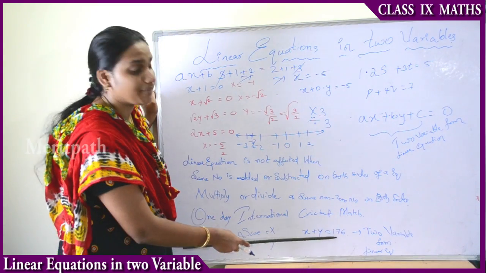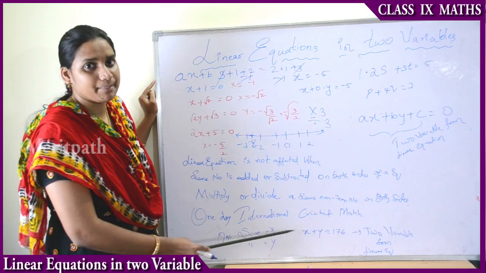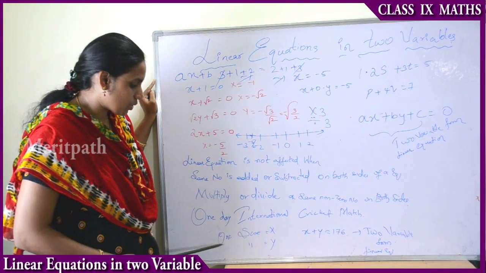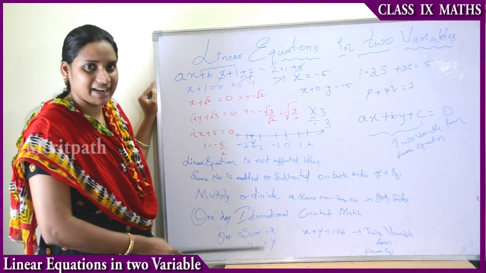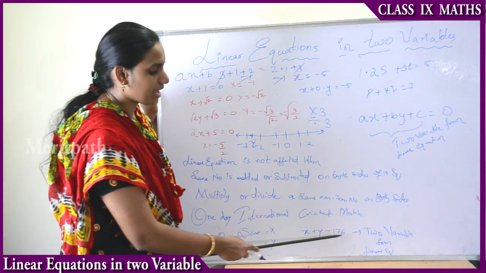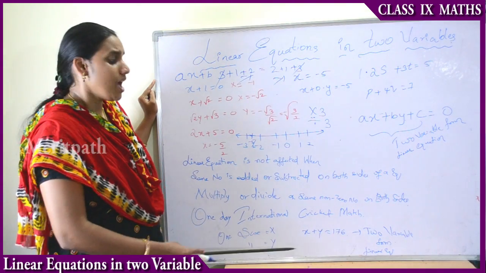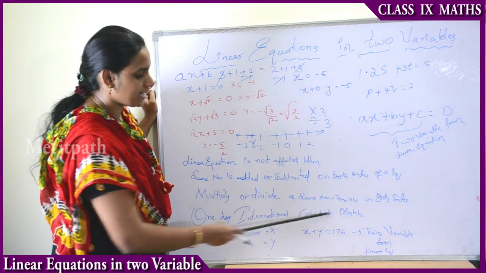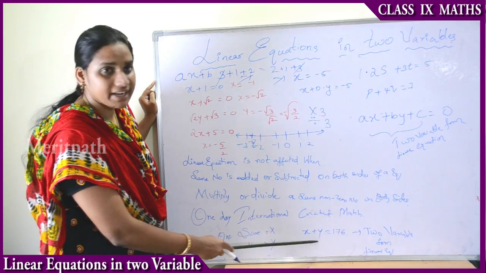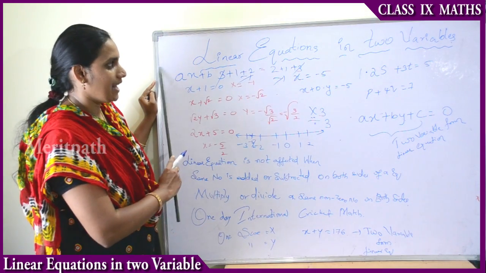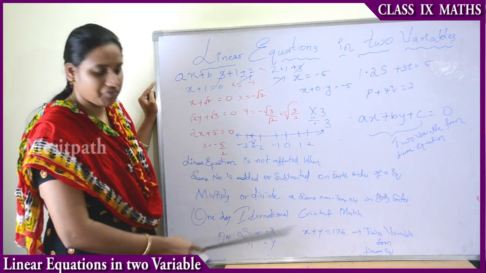This equation gives us the total number of runs scored by both the individual batsmen, that is x plus y equals 176. Now this representation of two variables is known as a linear equation in two variable form.